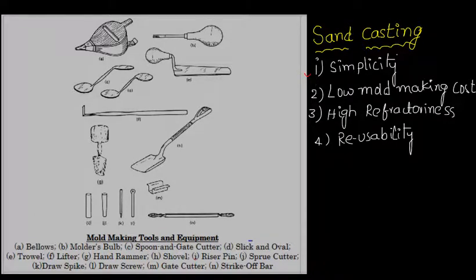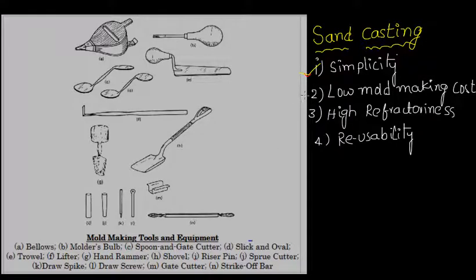The first one is, I choose yellow color, the first one is simplicity. Simplicity means no special skill is required to do the job. Any person without any basic knowledge can be trained within a day and he is able to do the job. Okay, that is what simplicity.